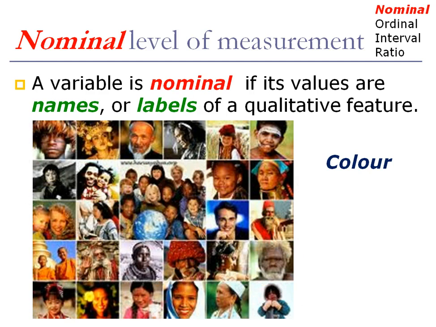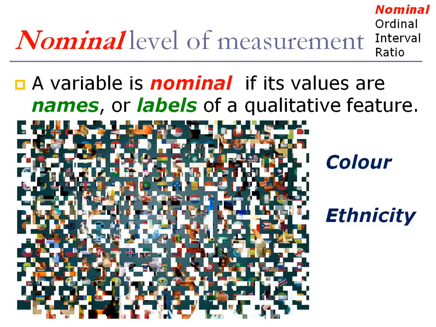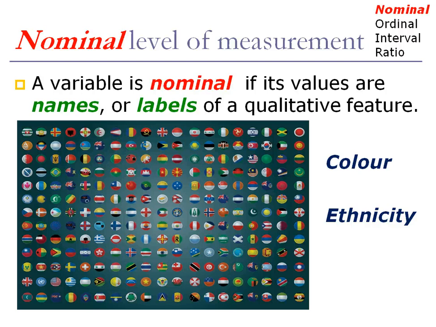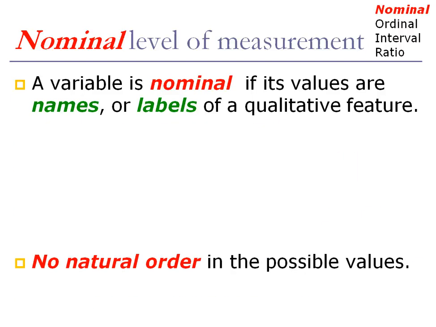When we look at different people, we can often distinguish them by their ethnic origin. And so the ethnicity of a person is also a quality, a name or a label that we assign to a person. When we look at flags, for instance, we can check if they have certain graphical features. So the presence or absence of a graphical feature can be a nominal variable as well.